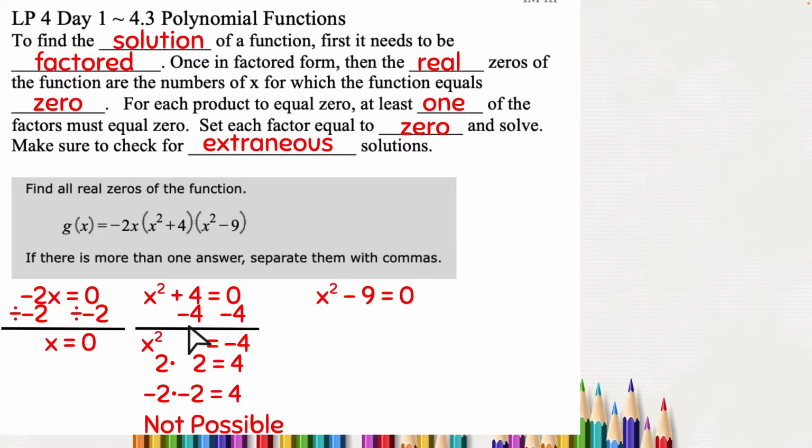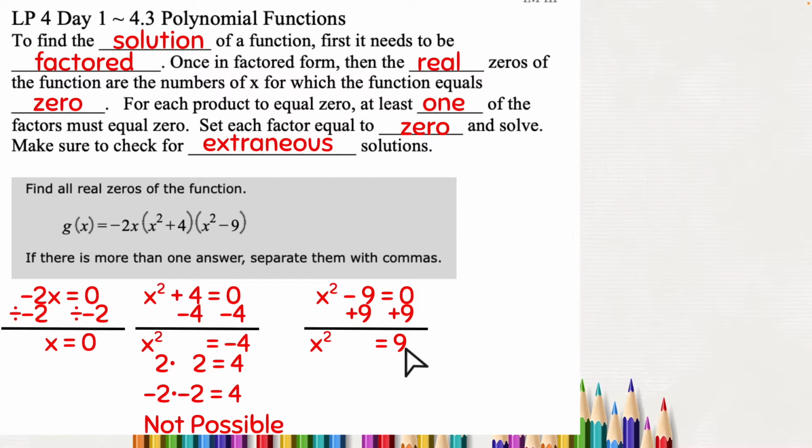This is kind of an extraneous solution. And if you try to plug this in and ask, what's the square root of negative 4, it would give you an error because the calculator isn't going to understand exactly what you want to do there. All right, so let's do that same thing on this last one, but this time I'm going to add 9 to both sides. And then I have x squared equals 9.